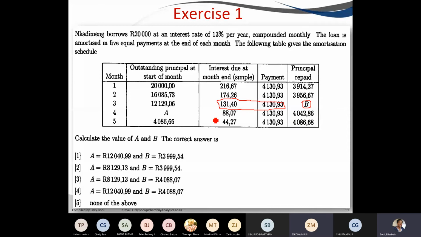It's payment minus interest to get B. To calculate A, you need to use this value, the outstanding principal value, minus B, the principal repaid. And B, and the outstanding principal. Where I put the cross. Ah, yeah. Yeah, I'm winning. Okay, fine. Thank you.